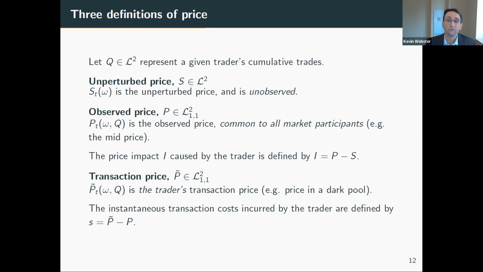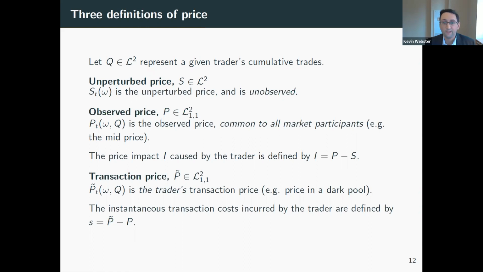If I choose Q equals 0, I then observe the unperturbed price, S_T of omega. In practice, I tend to not set Q equals 0. So S_T of omega is usually unobserved, but that is the price that I would have had if I hadn't traded. And so that becomes a stochastic process because it doesn't depend on Q anymore. So the gap between P_T and S_T is the impact of the trader.